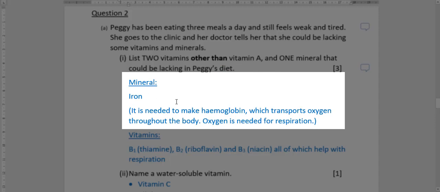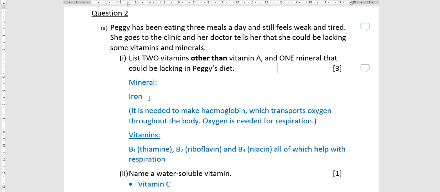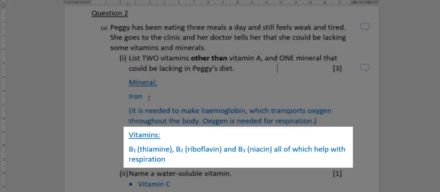Why? Because it is needed to make hemoglobin, which transports oxygen throughout the body. Oxygen is needed for respiration. And of course, respiration is the means by which your body converts energy to a form that your cells can use. So if you're lacking in hemoglobin, your cells are going to start lacking in oxygen, which then leads to your cells having less access to energy in a form they can use. And therefore, she will now start to feel weak and tired.